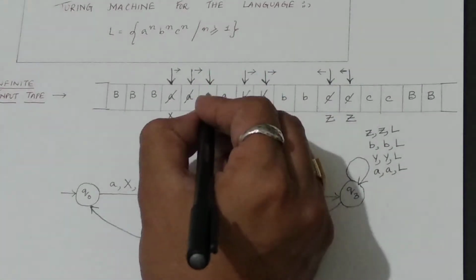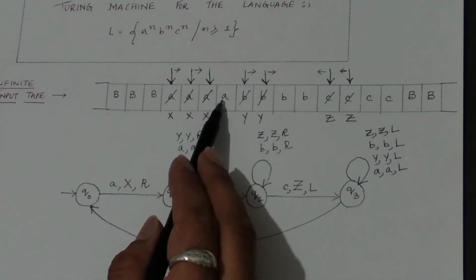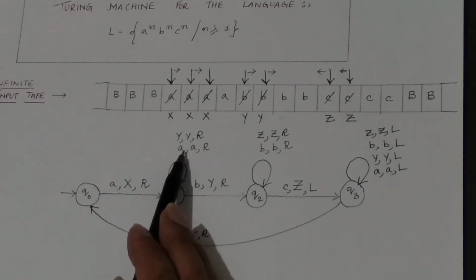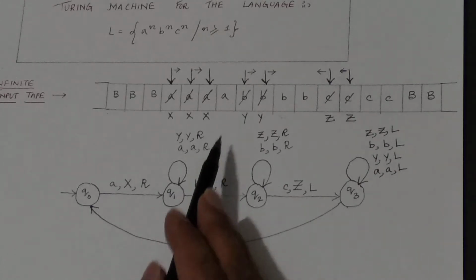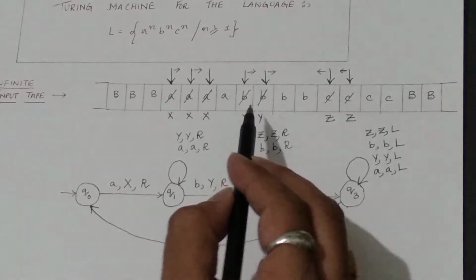Again it will replace A by X, and the tape head will move right. As soon as the tape head moves, it will encounter A. It is already mentioned over here: if the tape head reads A, replace by A and move in the right direction. Done. Then after that, automatically it will find Y.